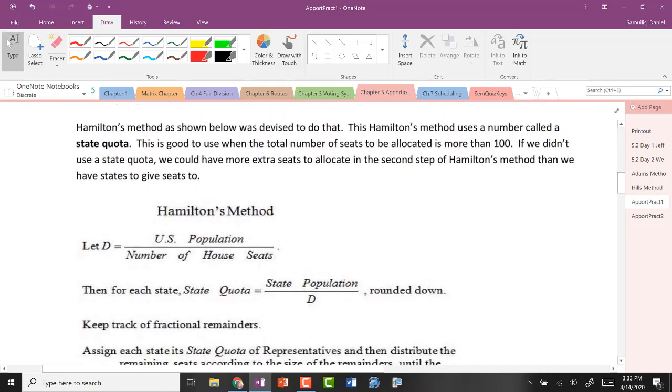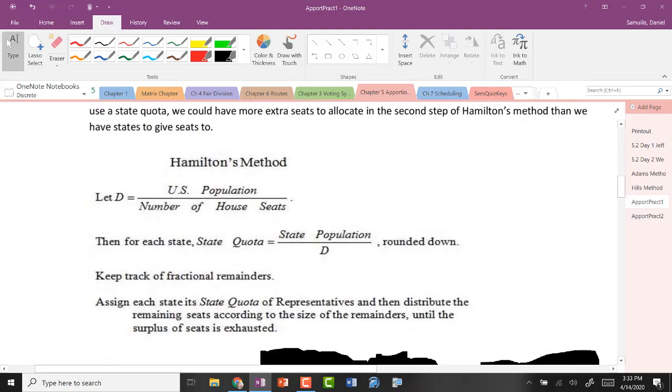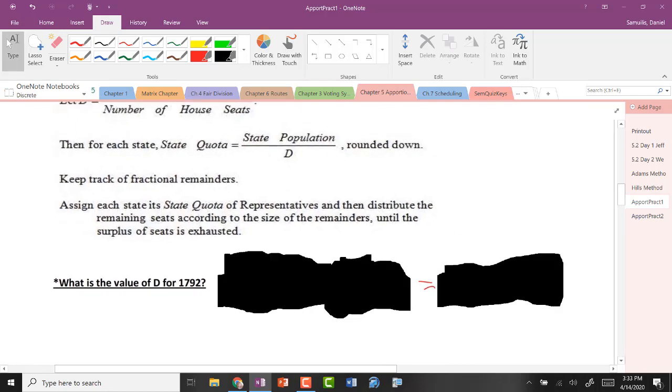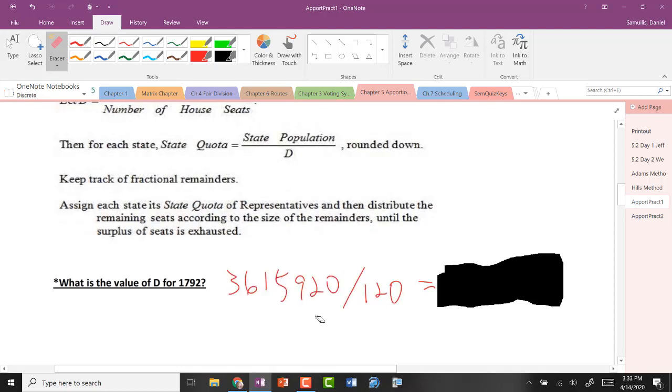And then this is just a reiteration of what we did with the Hamilton method. And if this is too confusing, just do what we did in the math. So, what is the value for D? All right, and then really we need to know what that represents. Boom.